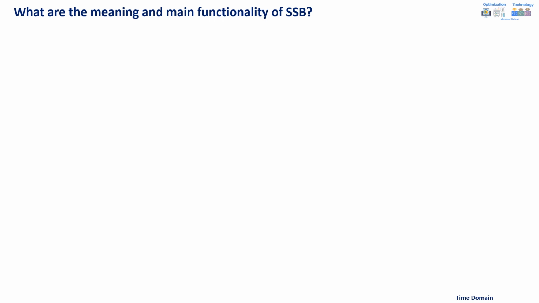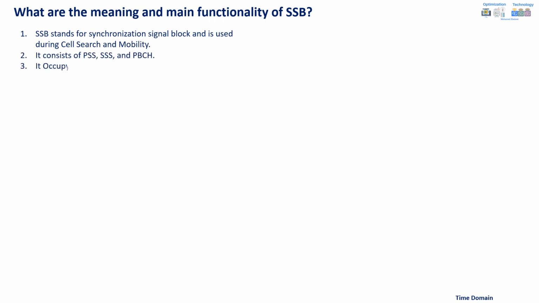This section introduces SSB meaning and functionality and will cover and simulate the cell search procedure, including how UE scans and detects SSB. SSB stands for Synchronization Signal Block and is used during cell search and mobility. It consists of PSS, SSS, and PBCH. It occupies 20 RBs and 4 symbols.